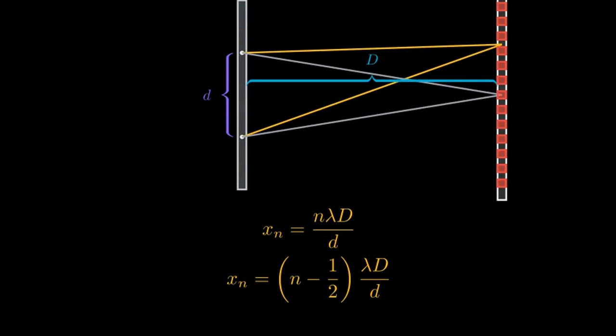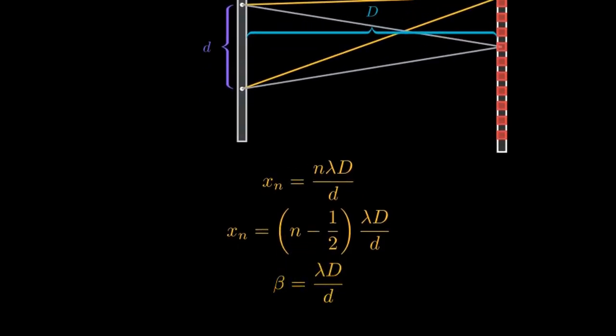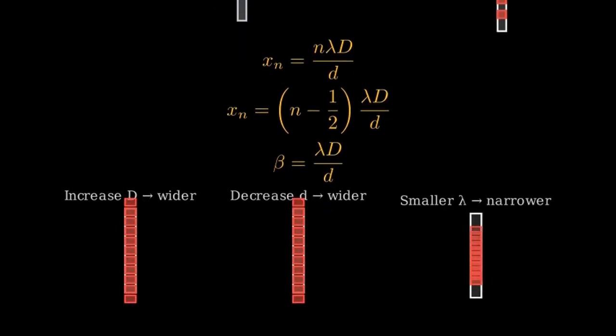Three quick facts for exams. 1. Increase D and fringes become wider. 2. Decrease d and fringes become wider. 3. Use a smaller wavelength like blue instead of red. Fringes become narrower. Finally, the intensity depends on the square of amplitude.